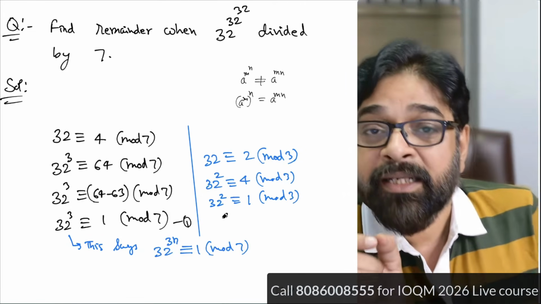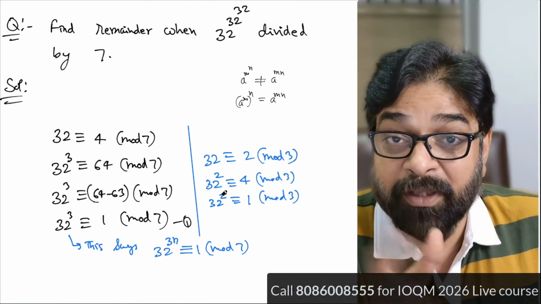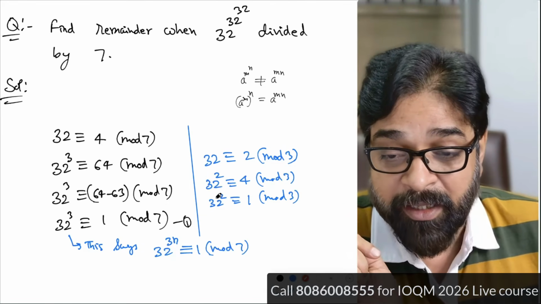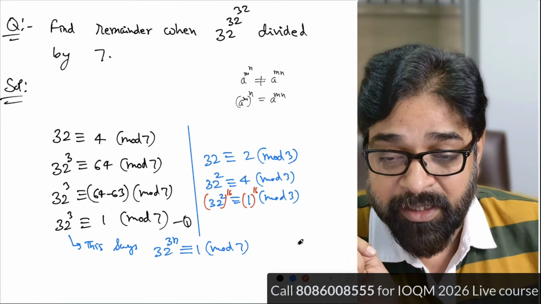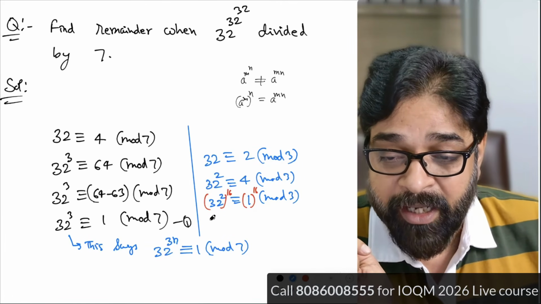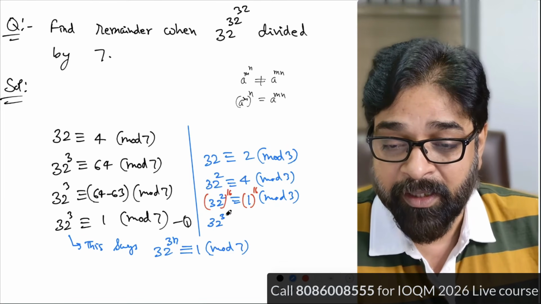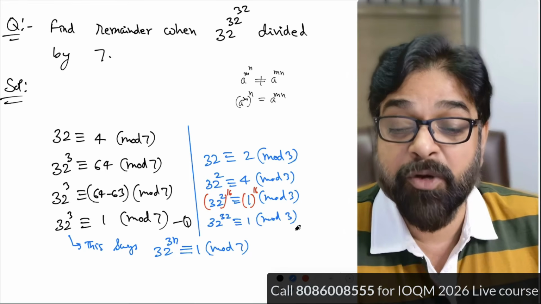This says what? But I want 32 to the power 32. So I will raise both sides to the power 16. Are you able to understand my point? Here also power 16, here also power 16. So what are we going to get? I am going to get 32 raised to the power 32 congruent to 1 modulo 3. See what a beautiful thing we got.